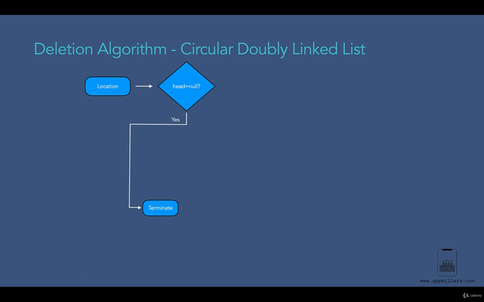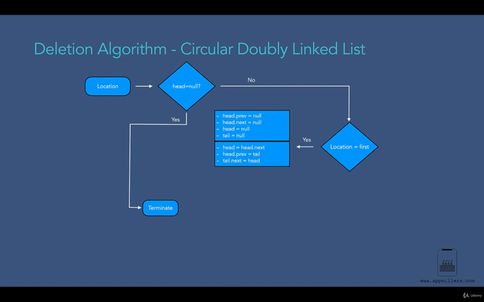If head is not null, then we are going to continue to check the location parameter. The first thing that we are going to check is whether the location parameter is equal to first or not. If it is equal to first, it means that we want to delete a node from the beginning of CircularDoublyLinkedList, so we want to delete the first node. Now when we are deleting the first node, we have two cases. The first case is in which we have only one node in our CircularDoublyLinkedList, and the second case is we have more than one node.